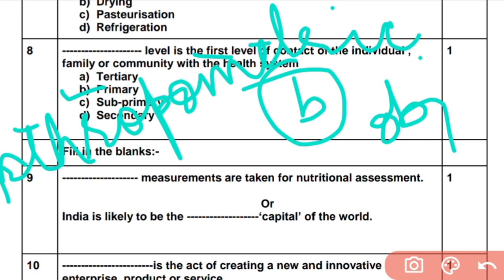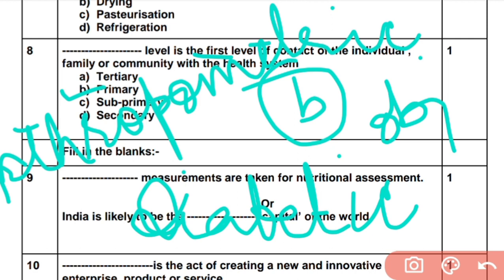Now India is likely to be the dash capital of the world. You have to attempt any one. And which capital of the world? Diabetic. Finally, you'll find most of the diabetic people in our country, and that is why it is said we'll be the diabetic capital of the world.